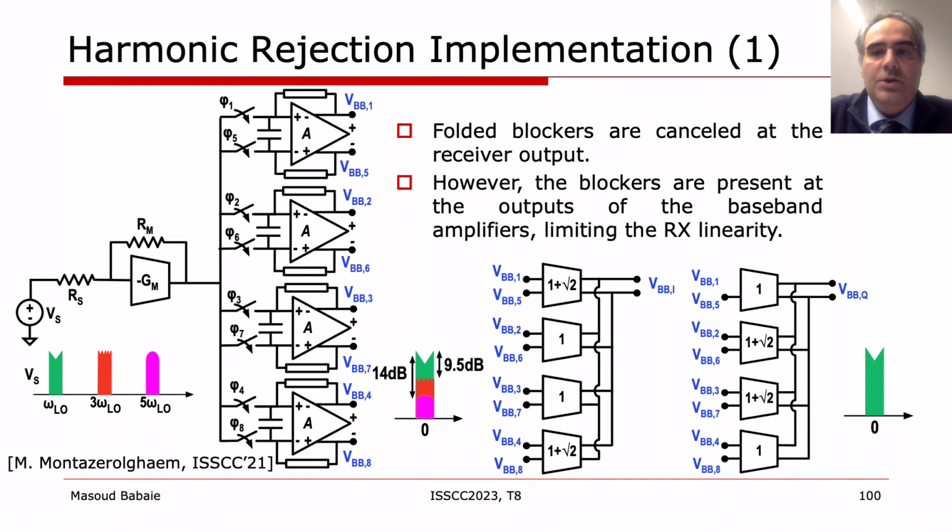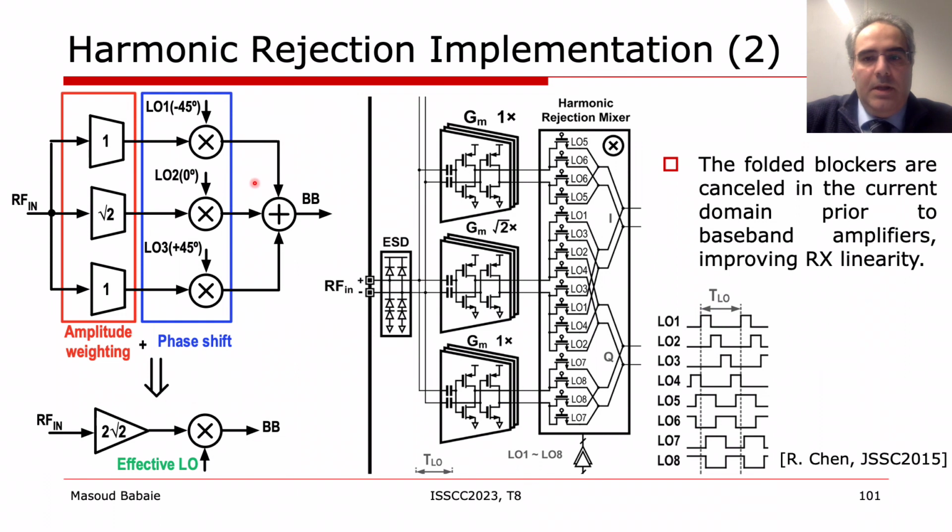Consequently, it is wise to reject harmonics in the current domain and before the baseband amplifiers, where we don't have any voltage gain. Consequently, the voltage mode amplifiers at the baseband ports of the mixers are removed, and the required weighting factors are implemented using transconductors at the RF ports of the mixers. As an example, Chen in ISSCC 2015 implemented this idea by using 3 transconductance stages with amplitude weighting factor of 1, root square of 2, and 1, and combined their outputs using different LO phases to reconstruct the staircase approximation of a sine wave LO signal.